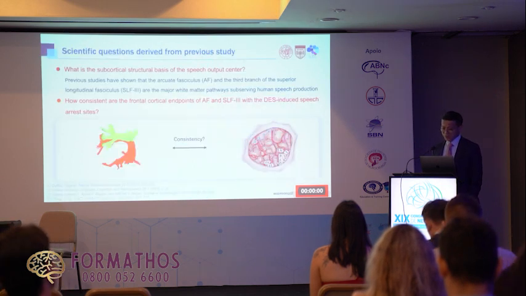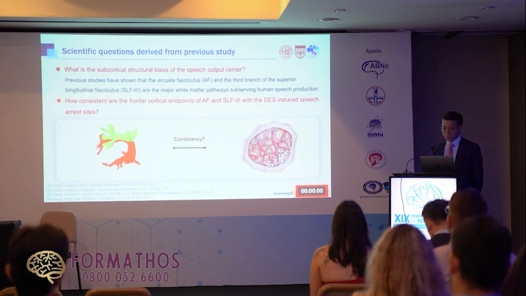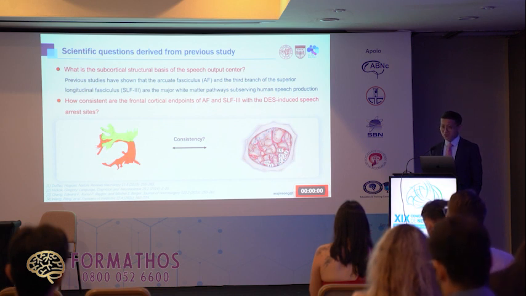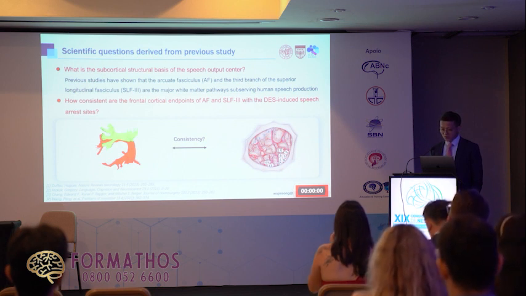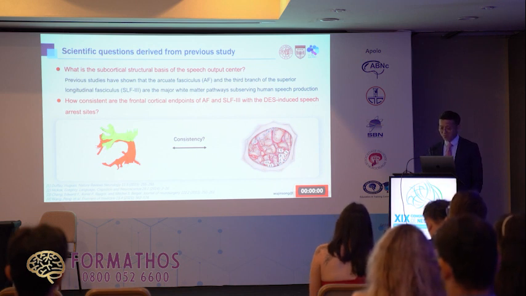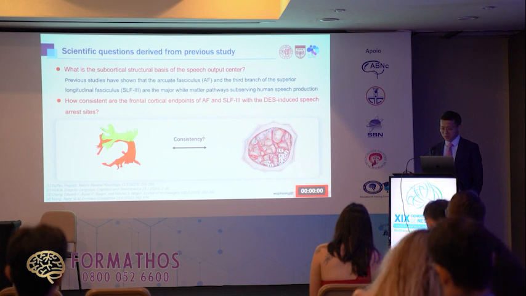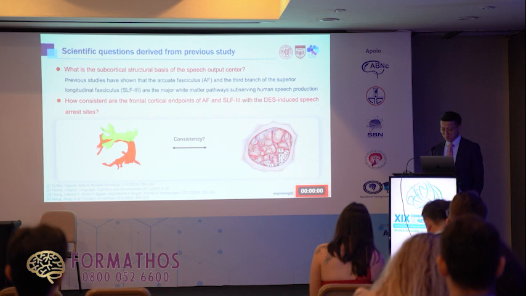So the scientific question derived from the previous study, as I mentioned before, is what is the subcortical structure basis of the speech output center? Since previous studies have shown that the arcuate fasciculus and the third part of the superior longitudinal fasciculus are the major white matter pathways subserving human speech output, we wondered how consistent the frontocortical endpoints of the arcuate fasciculus and the superior longitudinal fasciculus part 3 are with the direct electrical stimulation-induced speech arrest sites.